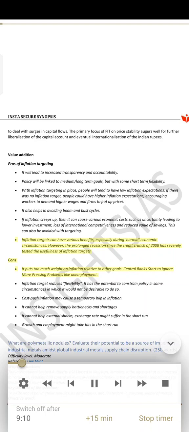Cons. It puts too much weight on inflation relative to other goals. Central banks start to ignore more pressing problems like unemployment. Inflation target reduces flexibility. It has the potential to constrain policy in some circumstances in which it would not be desirable to do so. Cost push inflation may cause a temporary blip in inflation. It cannot help remove supply bottlenecks and shortages. It cannot help external shocks. Exchange rate might suffer in the short run. Growth in employment might take a hit.